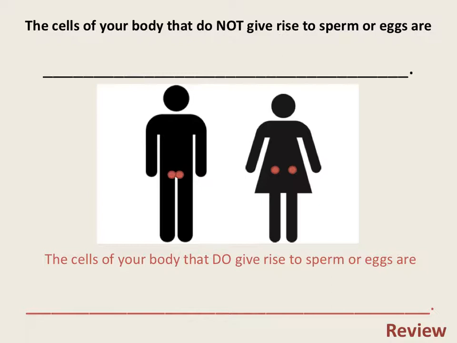We're going to start the next bit about meiosis and genetics, but we're going to first go over some of the stuff we already learned. So, the cells in your body that do give rise to sperm and eggs are called what?